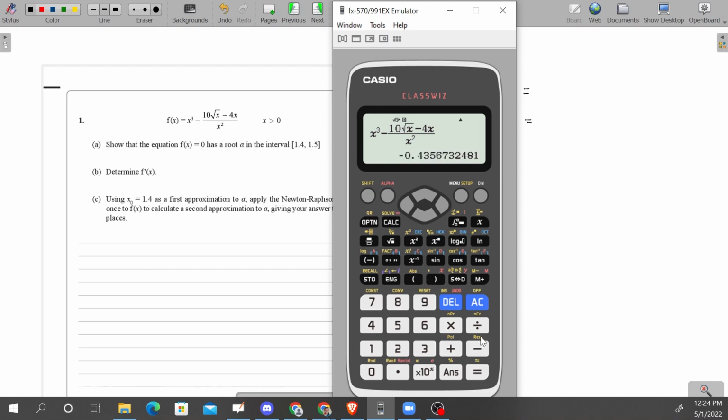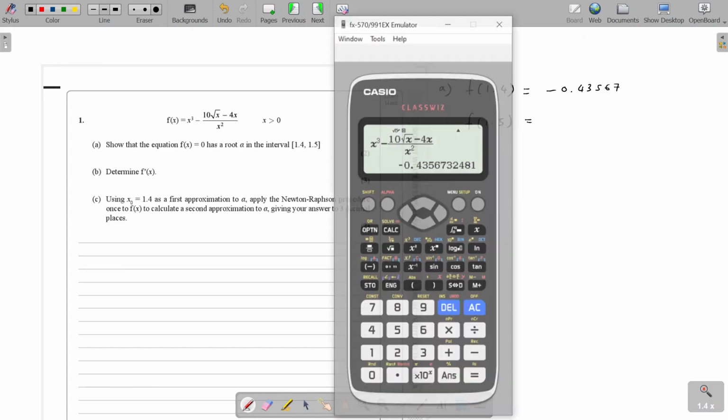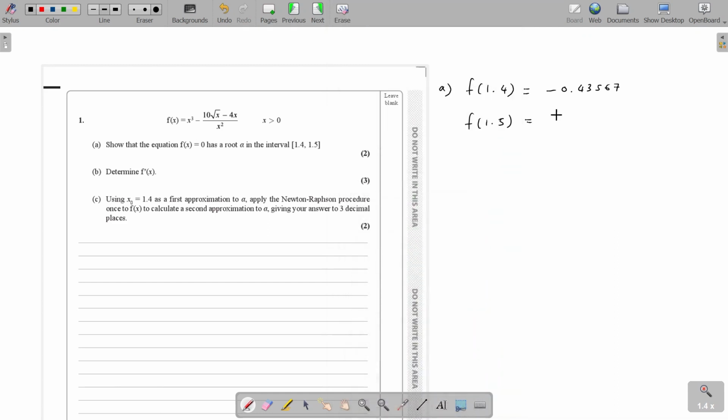So what do I get? Minus 0.43567, right? The other one. So calc, let's give the value of x as 1.5. So I get 0.598356. Can you see? So what do we see here? There is a sign change. So you can see there is a sign change.